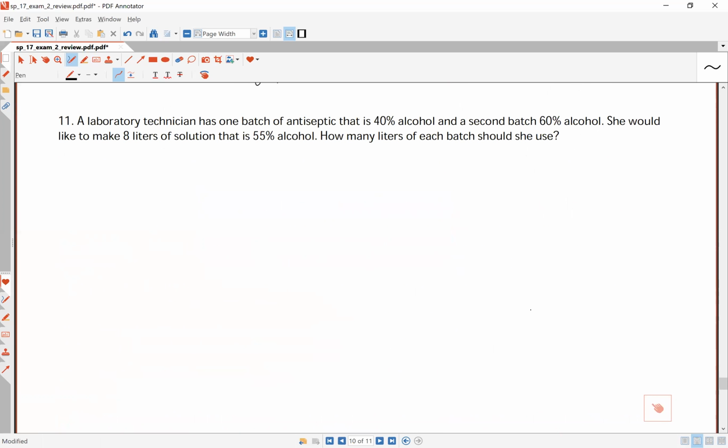Mixture problem. A laboratory technician has one batch of antiseptic that's 40% alcohol and a second batch that's 60%. She would like to make 8 liters of solution that is 55% alcohol. How many liters of each batch should be used? So we take the amount of solution, or the antiseptic, times the percentage, and that gives us the amount of alcohol.